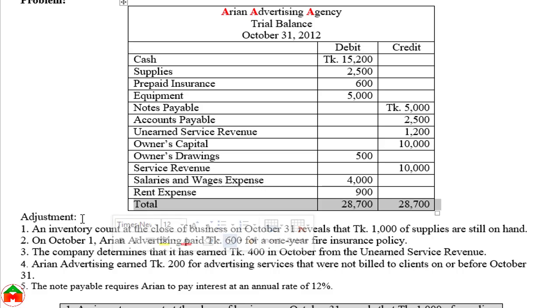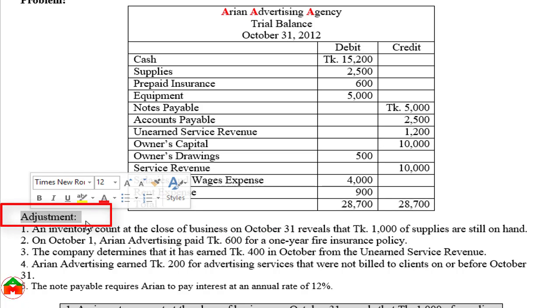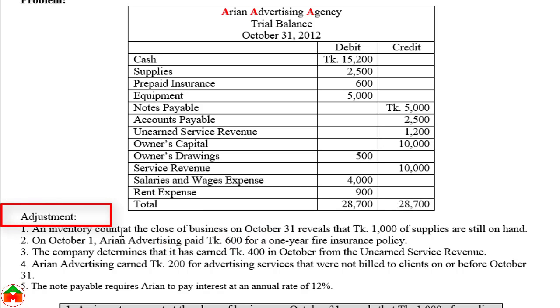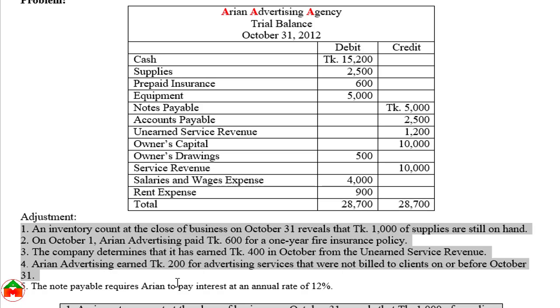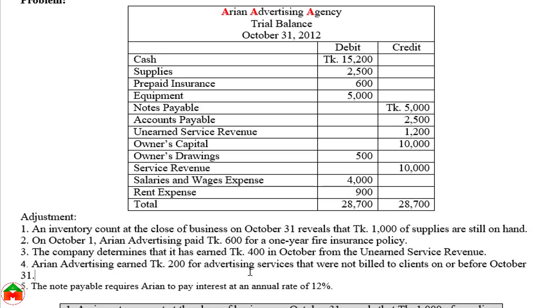But here we can see there are some adjustments. So from this adjusting tutorial, we will adjust these 5 items. Number 1 is an inventory count at the close of business on October 31 reveals that Taka 1000 of supplies are still on hand.